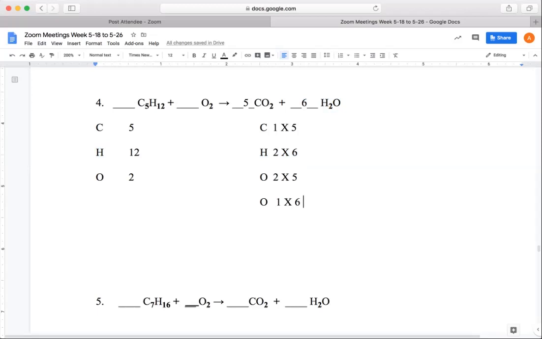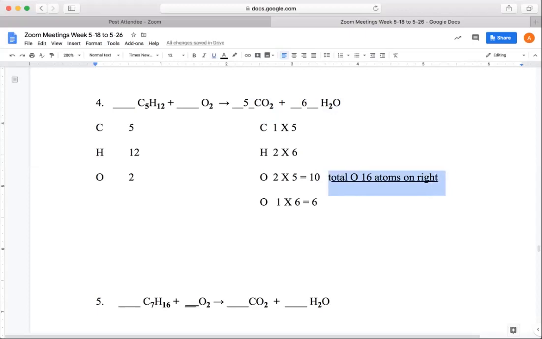So now we have equal numbers of hydrogens, equal numbers of carbon. We have 1 oxygen on the left, but we have 10 oxygens from the carbon dioxide, and we have 6 oxygens from the 6 molecules of water. So our total oxygen is 16 on the right. Total number of oxygen atoms is 16 on the right.